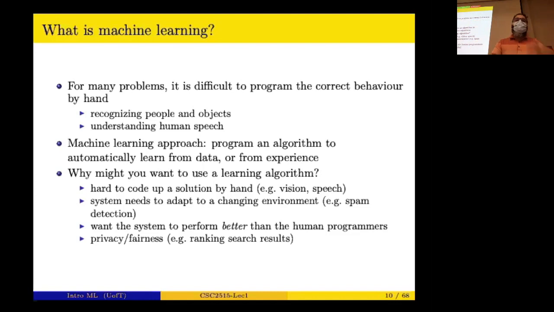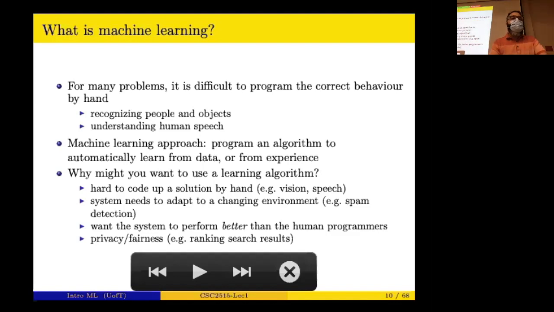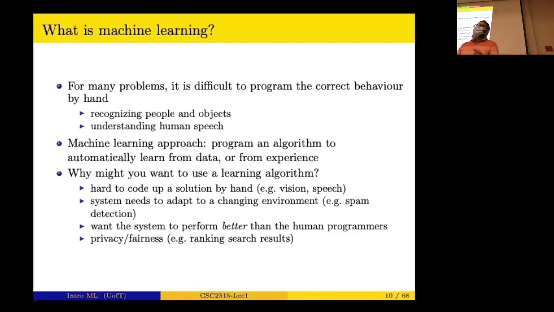So the idea of machine learning is that this approach would be to program an algorithm to automatically learn from data or from experience. Instead of writing that code, we write an algorithm that finds the relation between input and output and is able to predict essentially that if you get this type of input that you haven't seen before, the output should be like this.